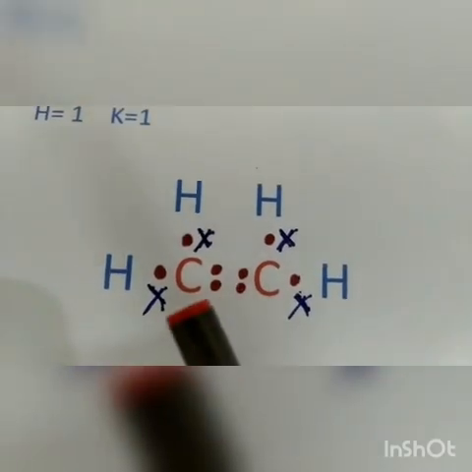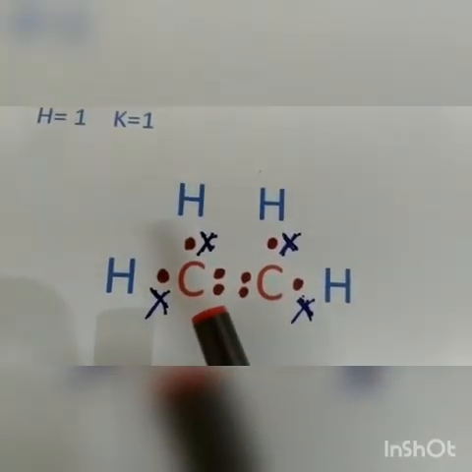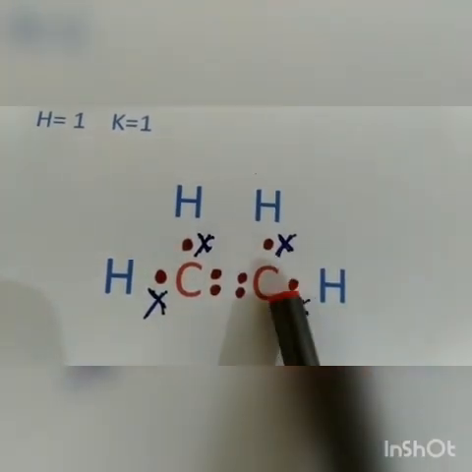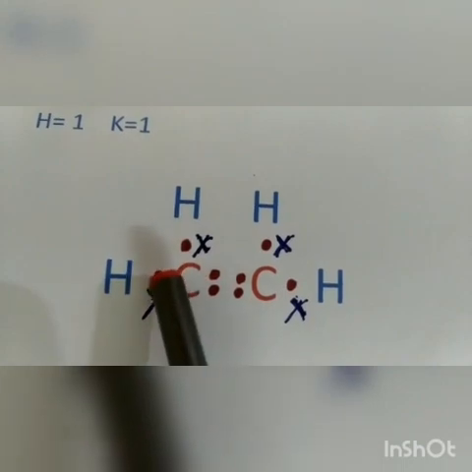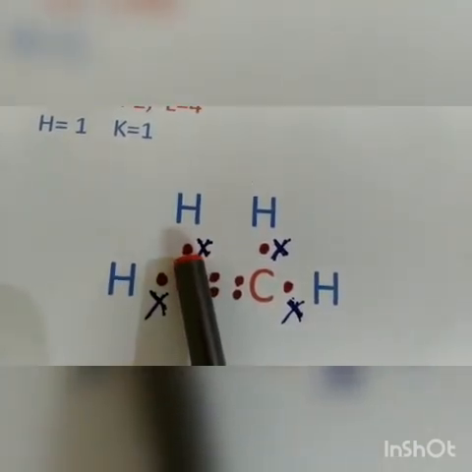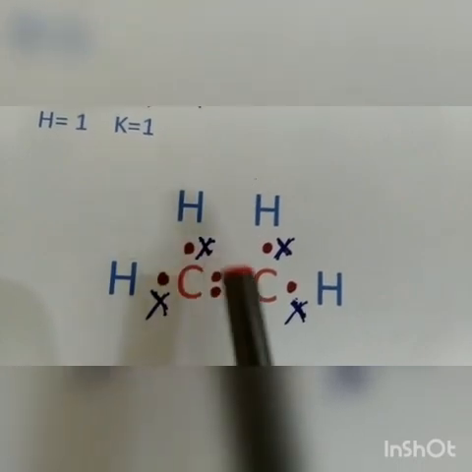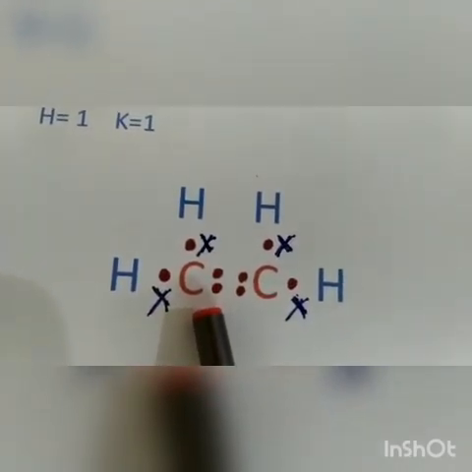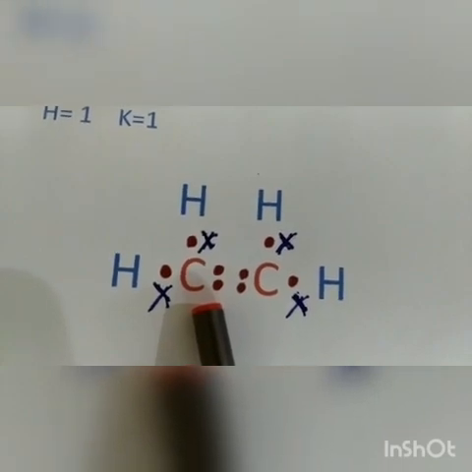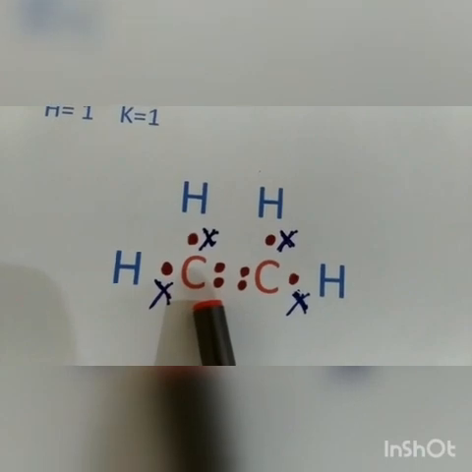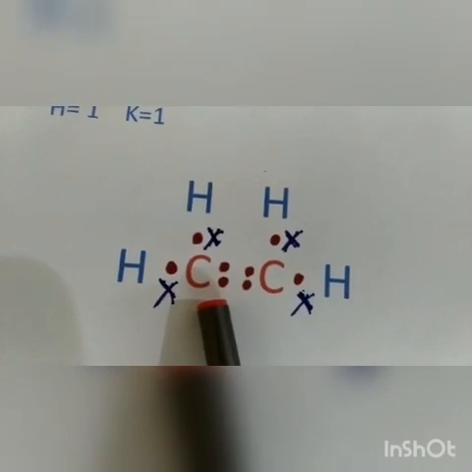Now 4 electrons of carbon 1. Let us say this is carbon 1, this is carbon 2. Now this is 1 electron of this carbon. This is another electron of carbon 1 and these are the 2 electrons of carbon 1. The electrons of carbon 1 I have shown with dot, red dot. And the electrons of hydrogen I have shown with blue, that blue cross.